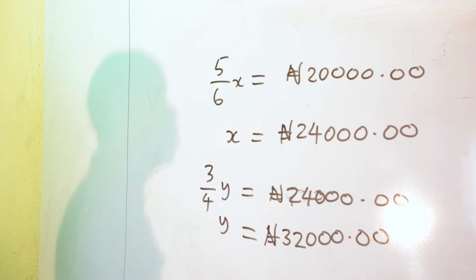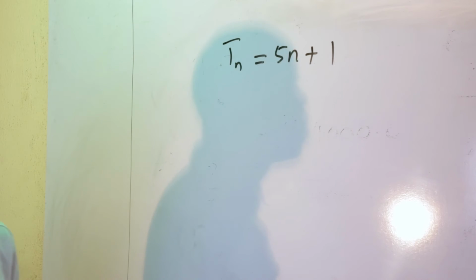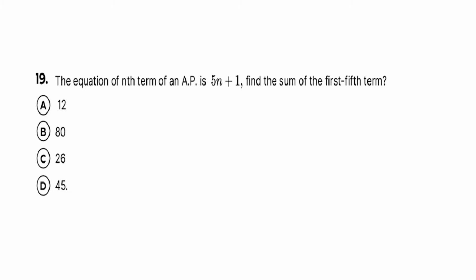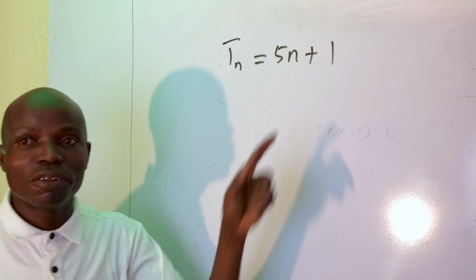And that makes the correct option in number 18 to be option D. Question number 19. The equation of the nth term of an AP is 5n plus 1. Find the sum of the first 5 terms. The nth term is given as 5n plus 1.